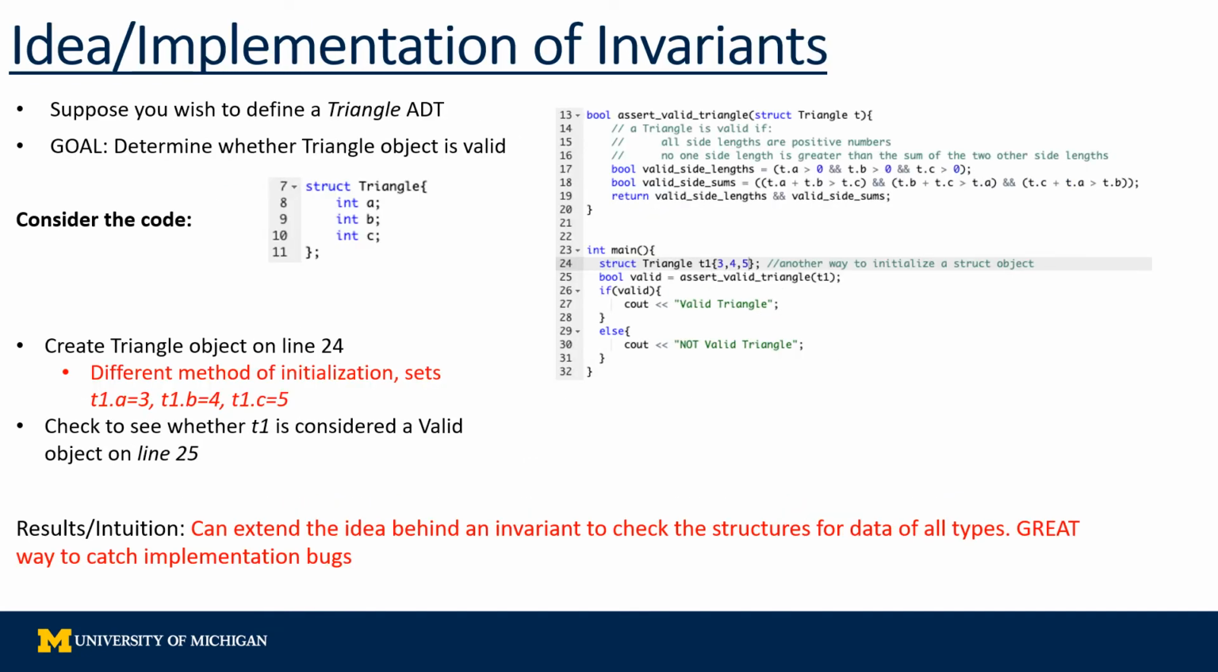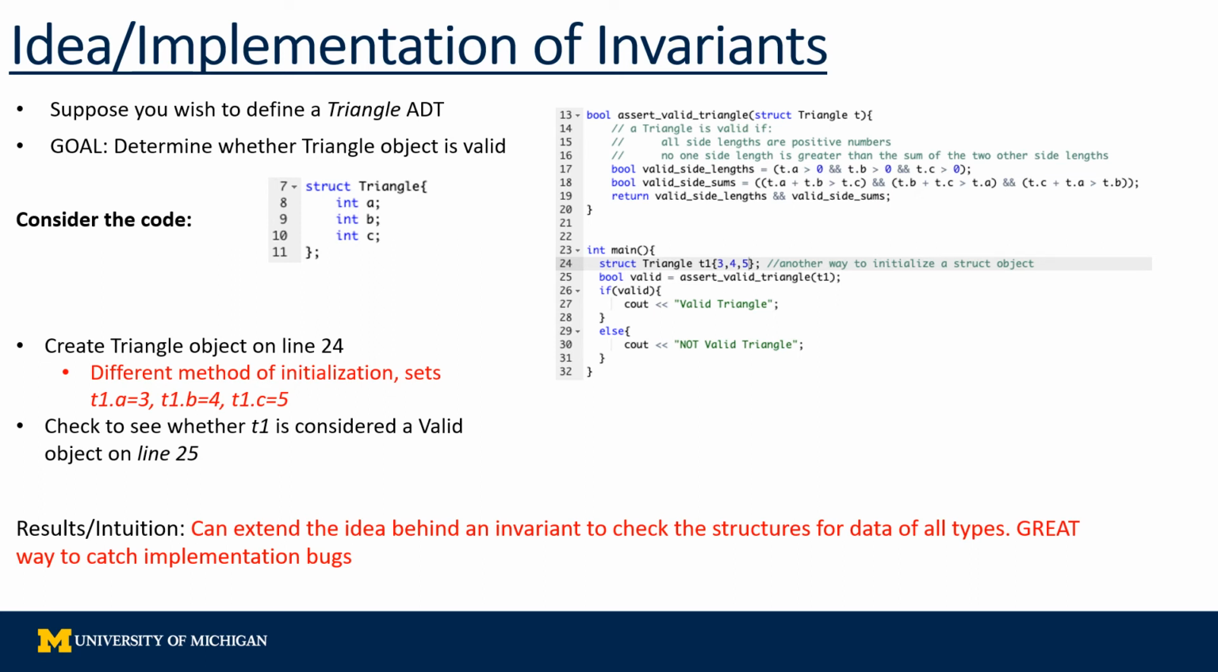So now that we know how to make and use these abstract data types, what if we want to assert that the object that we're currently working on is valid? So let's look at an example. Suppose we want to define a triangle abstract data type, and our goal is just to determine whether or not this triangle object is a valid triangle. What a valid triangle means is up to the programmer, but in this case we're going to say that all side lengths are positive numbers, and that no one side length is going to be greater than the sum of the other two side lengths.